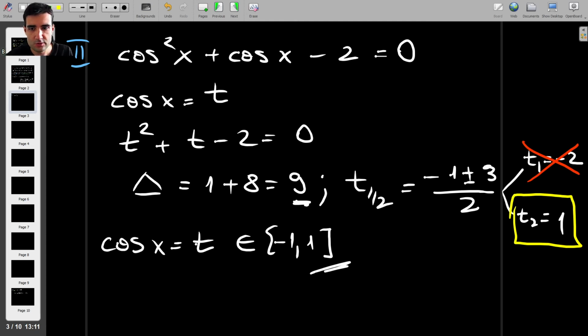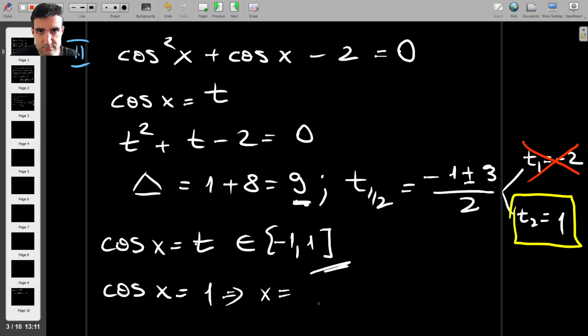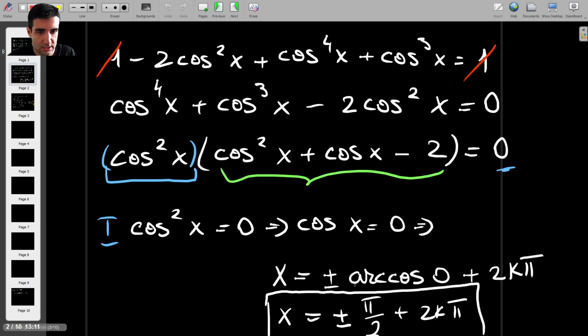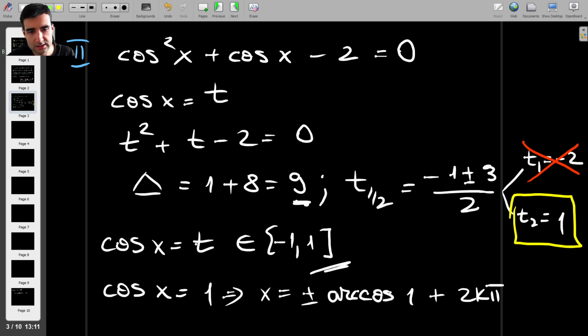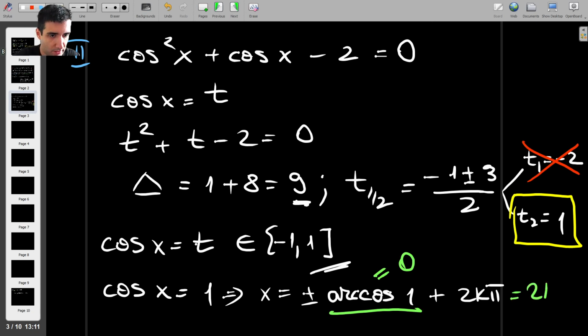Now the question is, what is x when cosine of x is equal to 1? And the answer is, as previously mentioned, it's going to be plus or minus arc cosine of 1 plus 2k pi. And we know that this thing is actually equal to 0, so this just turns into 2k pi.